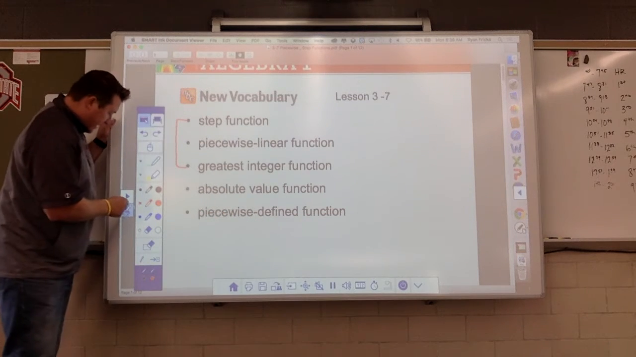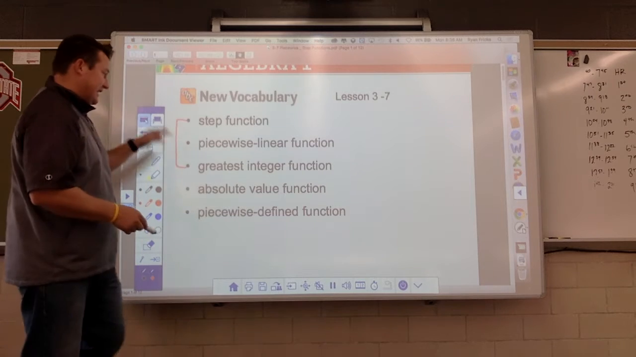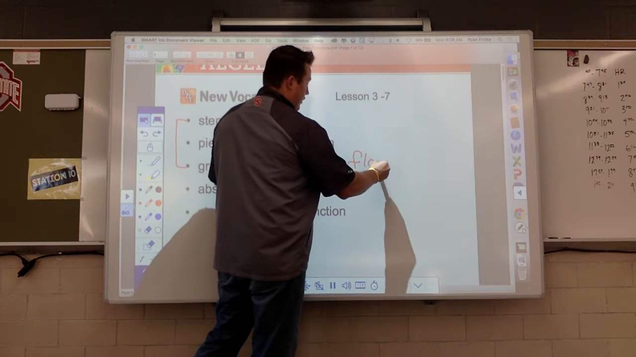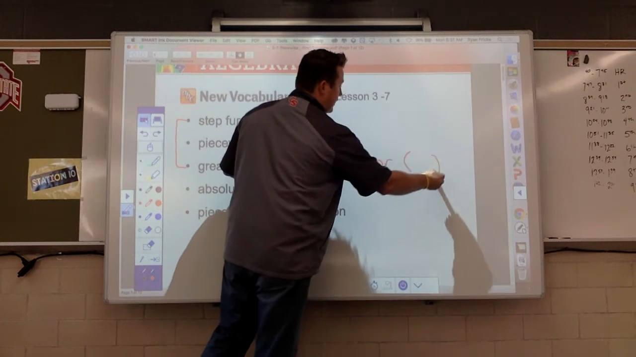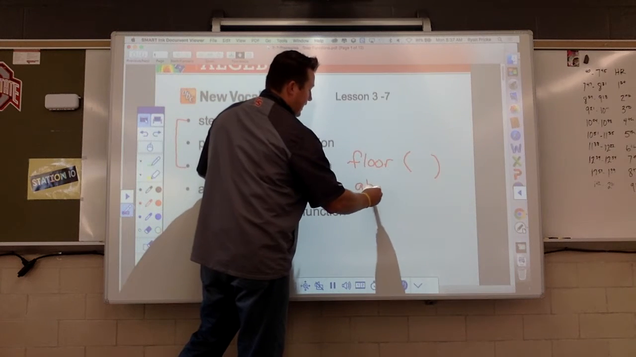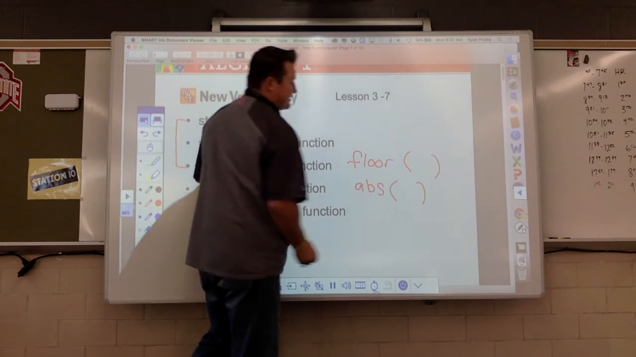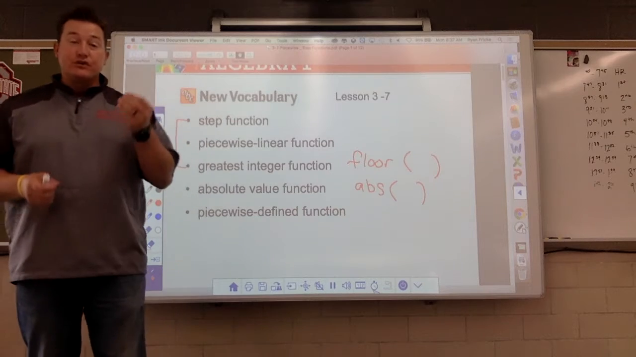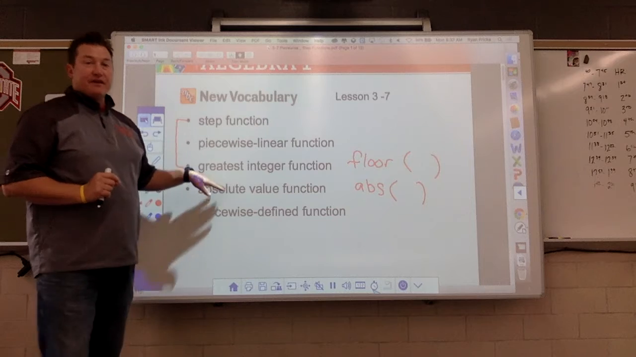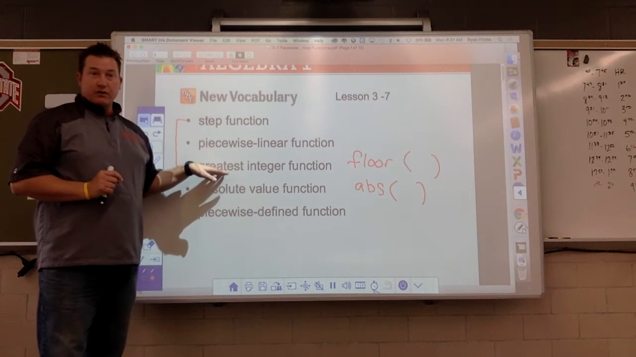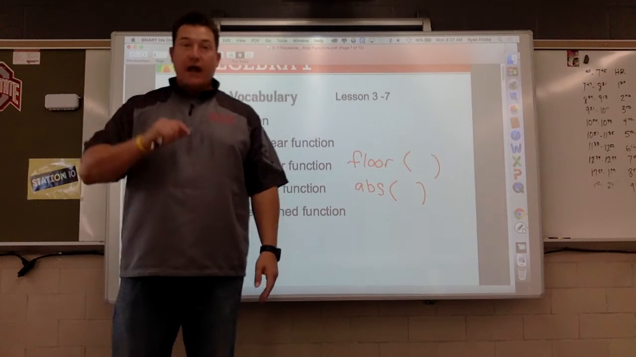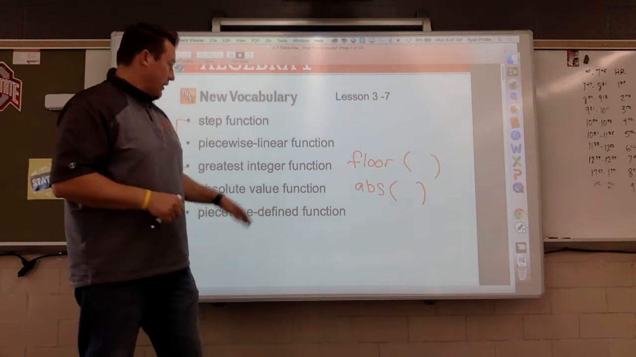I do want to give you guys a couple fun tidbits. Greatest integer, I'm going to write on here floor and then a set of parentheses. For absolute value function, ABS, and a set of parentheses, okay? When we use Desmos, we have to alert Desmos to the fact that, hey, we're going to graph a greatest integer function. If we use this word floor, it knows, oh, I got you. I know exactly what you want, okay?